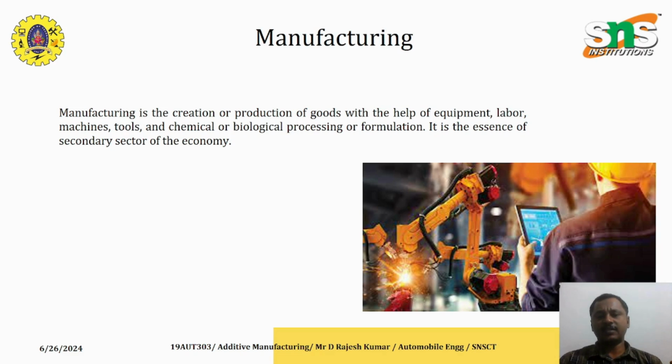is simply defined as the creation or the production of goods with the help of labor, machine, and process. So man, machine, and process are the basic things which are used to create or produce a product. The entire process is called manufacturing. So it is the essence of the secondary sector of the economy.